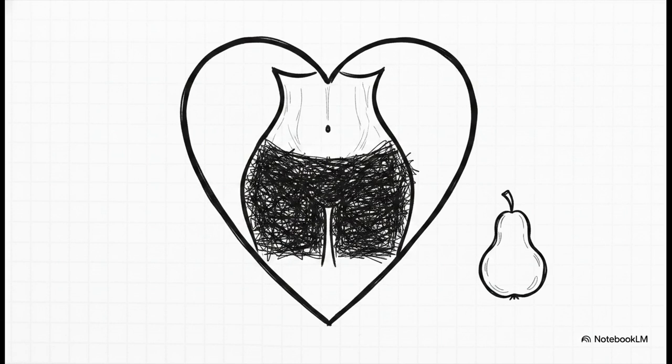Next is the heart shape, sometimes referred to as the A shape or the pear shape. Think of the geometry here. You have a much narrower waist that noticeably widens out at the hips. The visual contrast is key. The volume is mostly concentrated at the bottom, specifically in those lower cheeks and upper thighs.